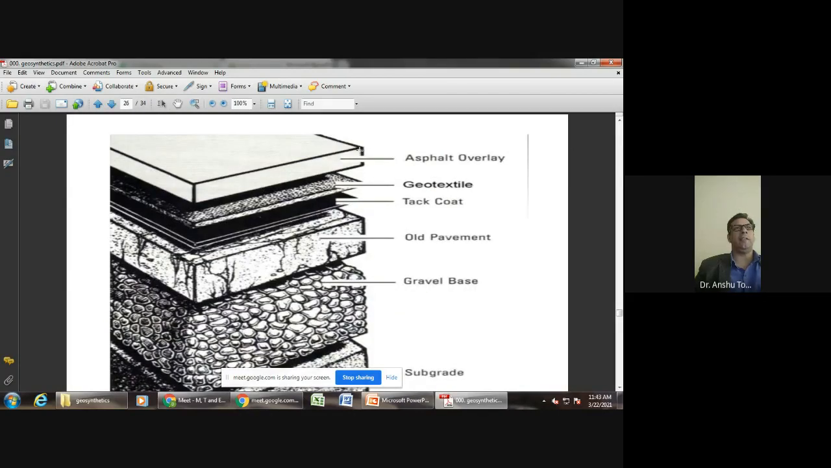Here you can see we have the topmost layer as asphalt, then one layer of geotextile, then the subsequent beneath layers. If you are improving an old pavement, then also it can be used this way. And if you are constructing a new pavement, then also you can use the geotextile either in one layer beneath the asphalt or in multiple layers.